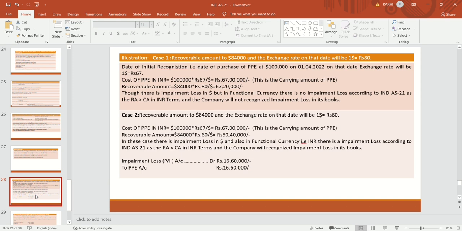Then there is an impairment loss according to Ind AS 21, as the recoverable amount is less than the carrying amount in INR terms, and the company will recognize the impairment loss in its books, and all the impairment loss is to be charged to P&L. So impairment loss P&L account debit, the differential amount, that is 67 lakhs minus 50 lakh 40,000, that is 16 lakh 60,000, is to be charged to P&L as impairment loss to PPE, property plant and equipment.